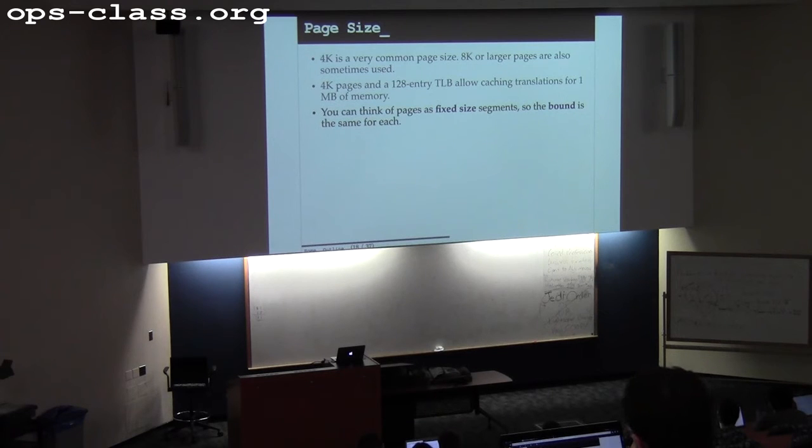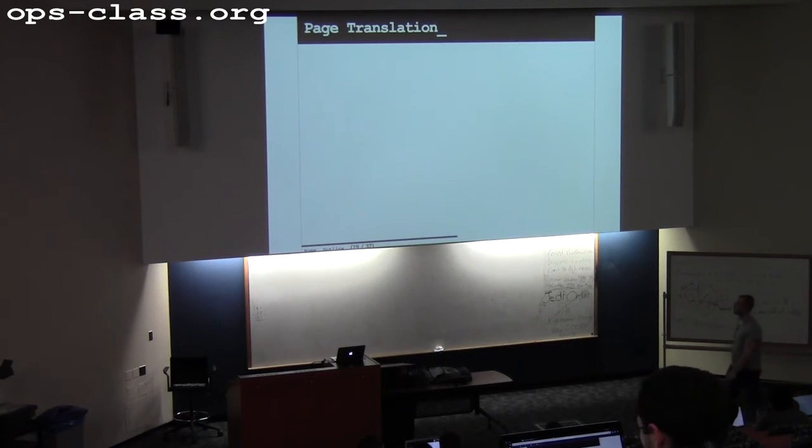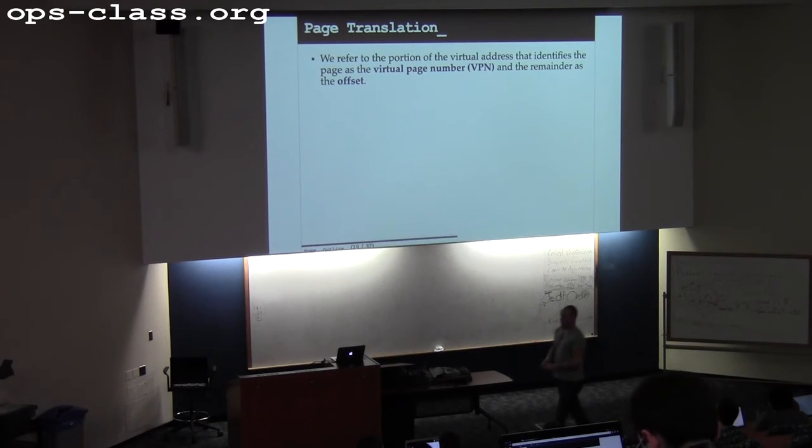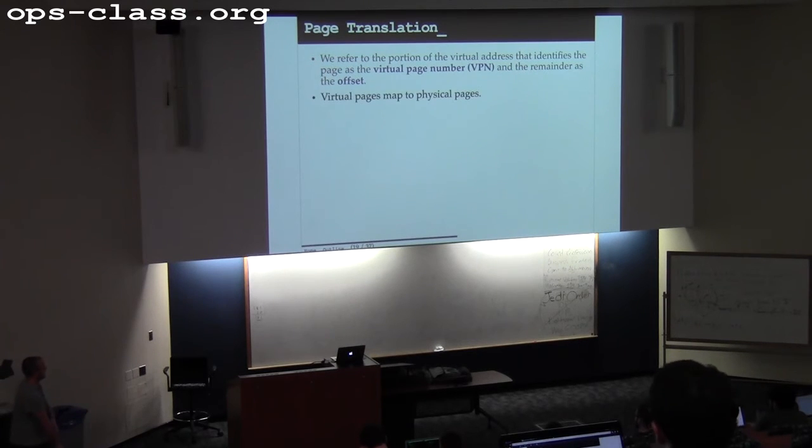An easy way to think about pages is just as fixed size segments. So we don't talk about a bound with pages because there isn't one. The bound is the same, 4K or whatever the page size is. So for page translation, because these are powers of two, and because they're fixed size, there are some games we can play here. We can optimize a little bit.